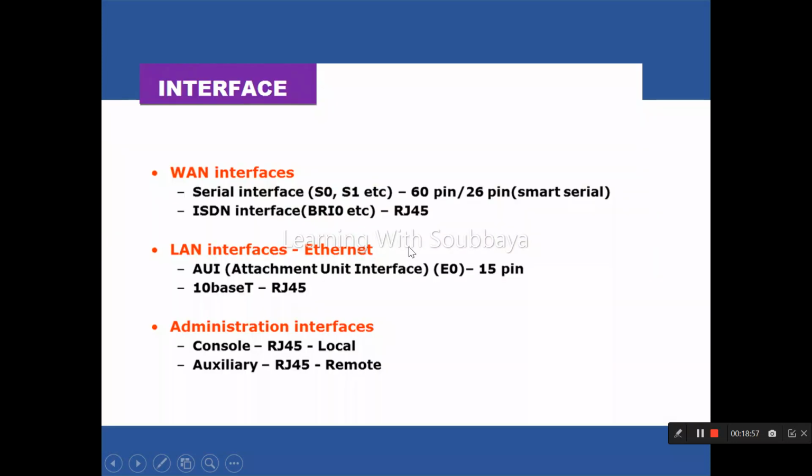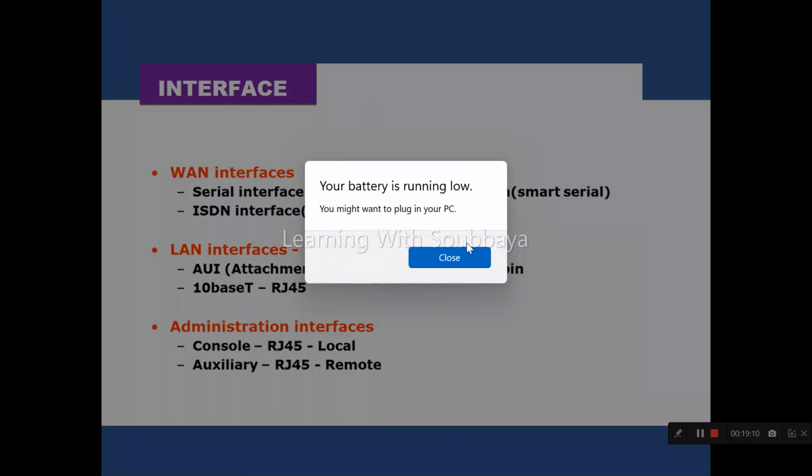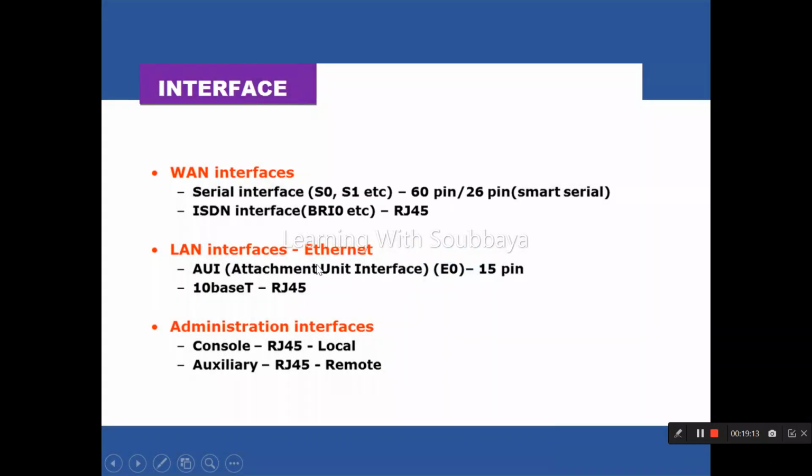Both are LAN interfaces. So you can see here the WAN interface and the LAN interface available. The administrative interface, or administrative ports, we can say. LAN interface: AUI as well as fast Ethernet interface. WAN interface: we have the serial port, which is considered a WAN interface. And also the console port, auxiliary port and virtual terminal are used for configuring the networking devices.